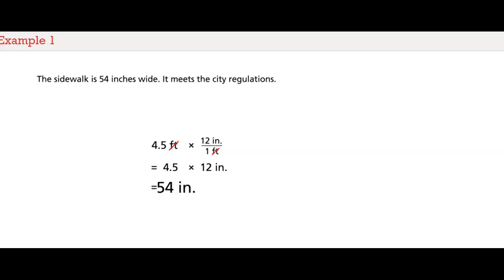The sidewalk is 54 inches wide. It meets the city regulations. Now you know how you can use ratios to convert customary units of measure.